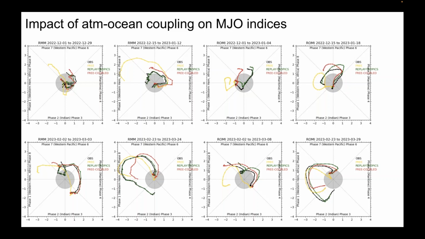And what we can see is that, again, the coupling to the ocean does have a large impact, especially on the convective signal of the MJO, as you can see on the right. And then on the left, maybe not as consistent, it also has an impact on the wind, the circulation part of the MJO. And usually an improvement, as far as we can tell from the few cases that we've looked at so far. Next slide, please.